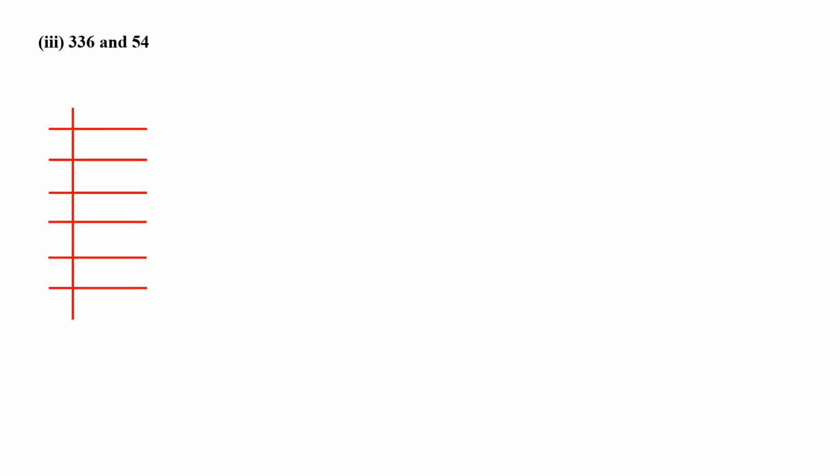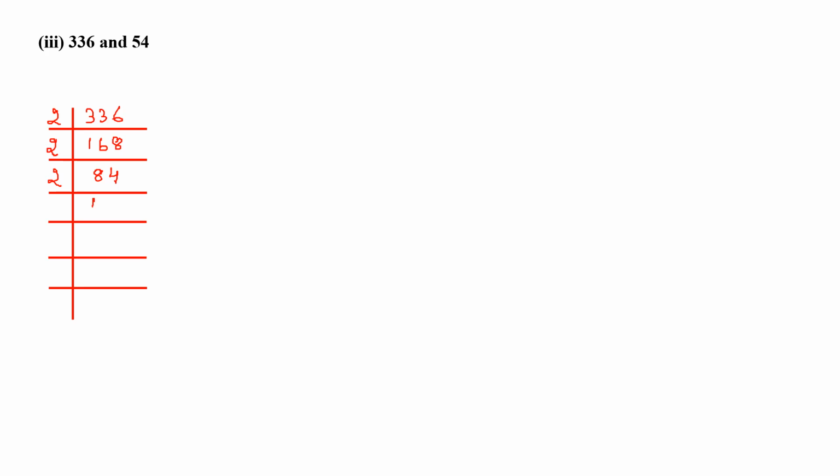So first factorize 336 and 54. So 336 is an even number. So it will go in the table of 2. So 2 times 168 will give you 336. Again 168 is an even number. So again you have to use 2. So 2 times 84. Again 84 is an even number.